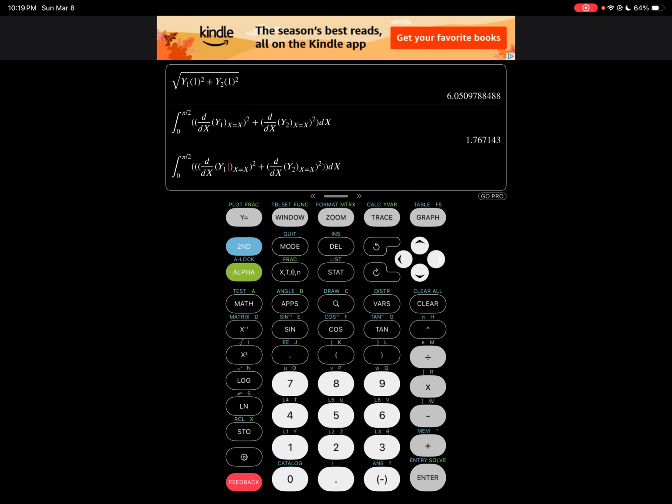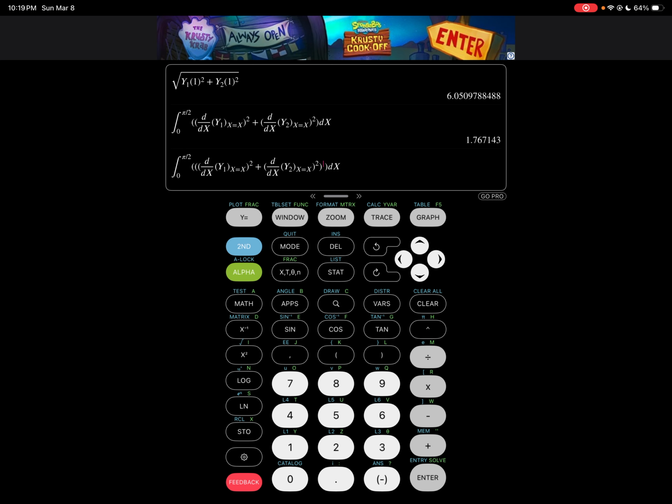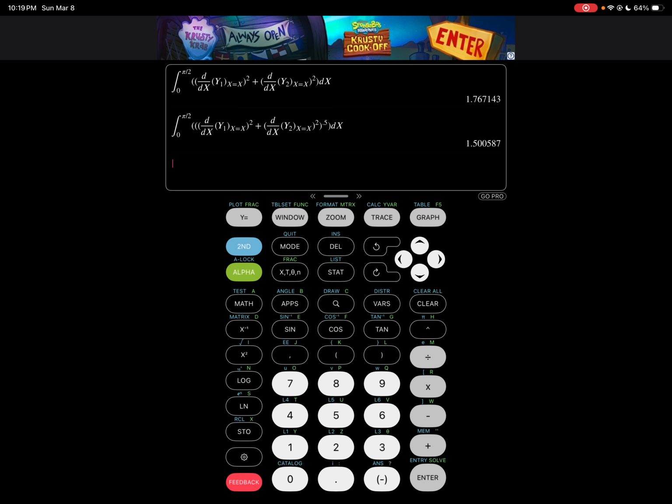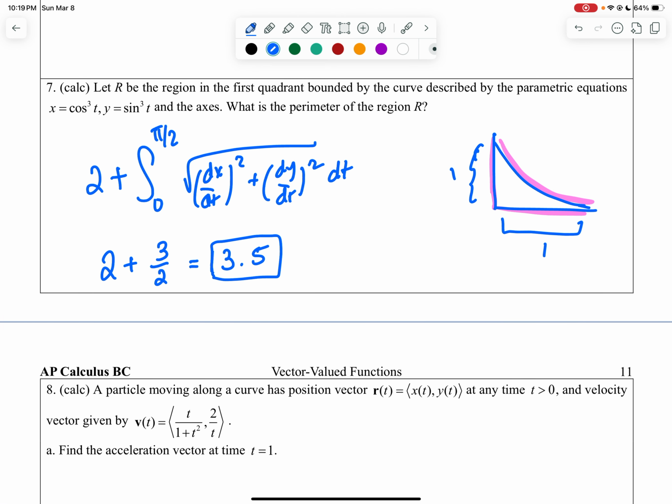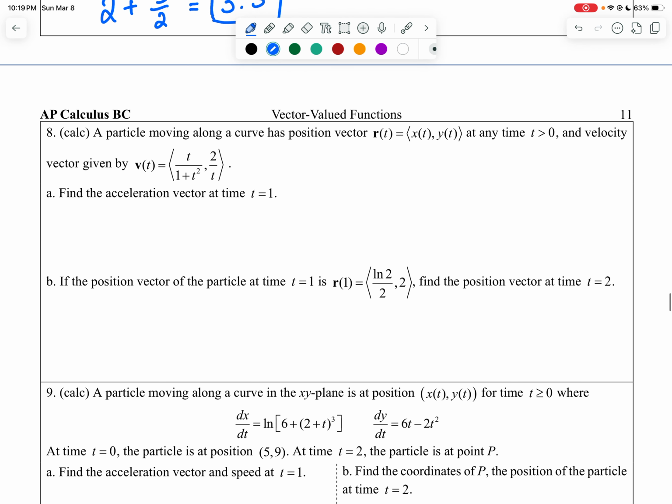So now, taking the square roots of everything by raising everything to 0.5, there we go, 3/2, 1.5. Oops. So then you get 1.5 there, and then add 2 to get your final answer of 3.5 for the perimeter of region R. All right.